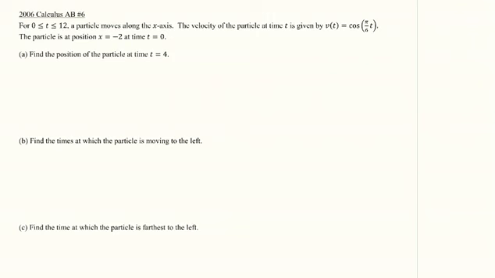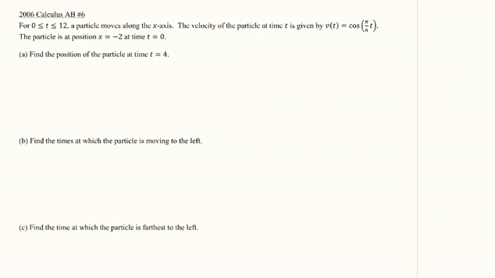Now, one thing that y'all need to know is that in 2006, there might have still been 3 calculator and 3 no calculator. Now there's 2 calculator. The first 2 are calculator, and the last 4 are no calculator. But either way, this is a no calculator question. And you can see this is a pretty nice anti-differentiable function, so it shouldn't be too bad. Find the position of the particle at time t equals 4.